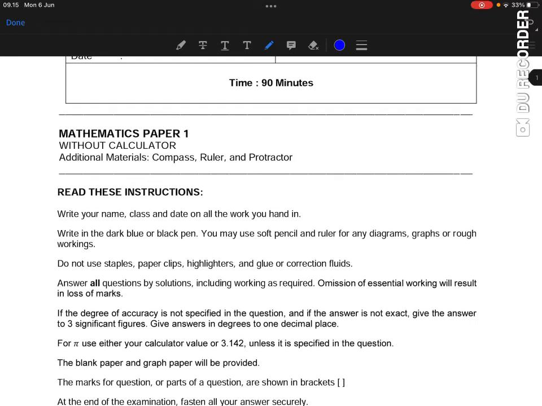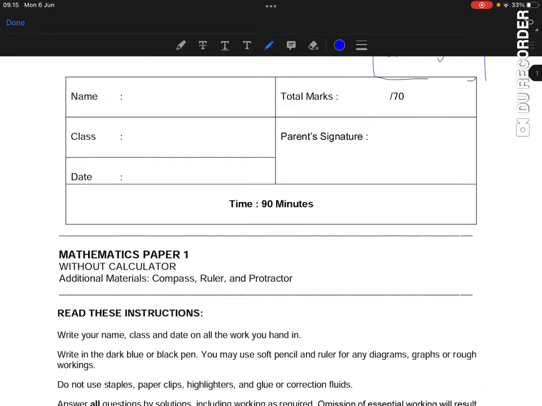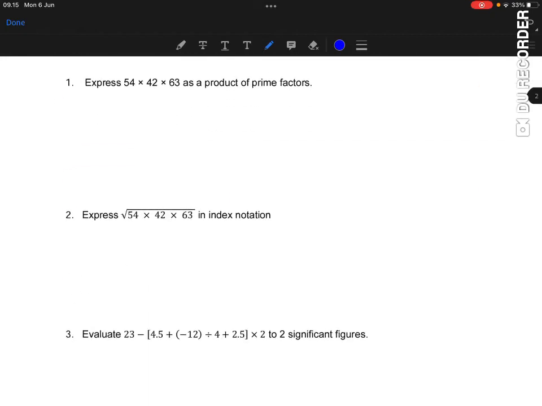Okay, but for paper 2, look guys, the full mark is 70 and the duration is only 1 hour and a half. And paper 1 is without calculator, so you cannot use the calculator during SA paper 1, okay? Here you go. Let's continue with the questions.